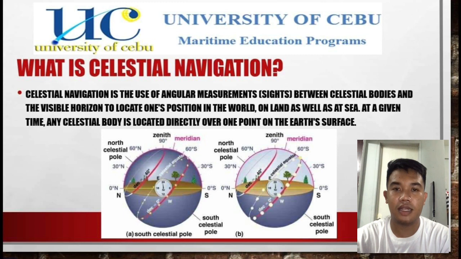What is celestial navigation? Celestial navigation is the use of angular measurements, or sights, between celestial bodies and the visible horizon to locate one's position in the world, on land as well as sea. At a given time, any celestial body is located directly over a point on the Earth's surface. So celestial navigation is a step up from dead reckoning. This technique uses the stars, moon, sun, and horizon to calculate position. It is very useful on the open sea where there are no landmarks.